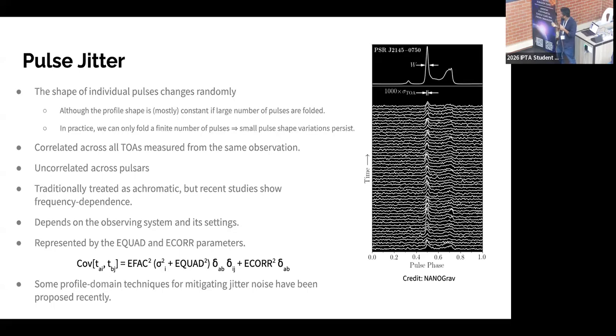And this is represented by the E-quad, which appeared in the previous slide also, as well as another parameter called E-core. So what E-quad does is that it introduces some extra uncertainty in your TOAs. And what E-core does is that it introduces a correlation between TOAs measured from the same observation.